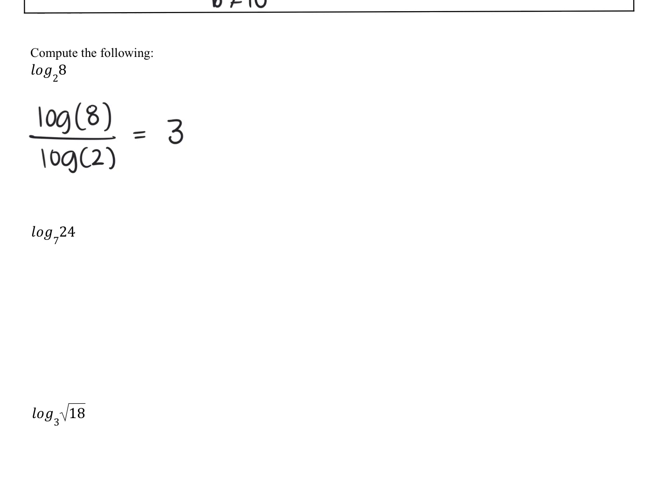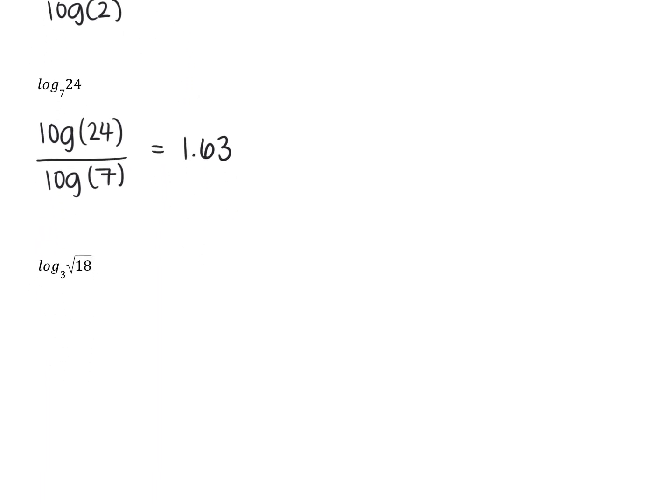Our second example, log base 7 of 24. We're going to have log 24 over log 7, which if you use your calculator, it is important that whenever you're evaluating a log in your calculator, you close the parentheses after you type in your numerator. And it's going to be 1.63. So it's not going to be a nice number, it is going to be a decimal. And then our third example, log base 3 of the square root of 18. We have log of the square root of 18 over log 3.